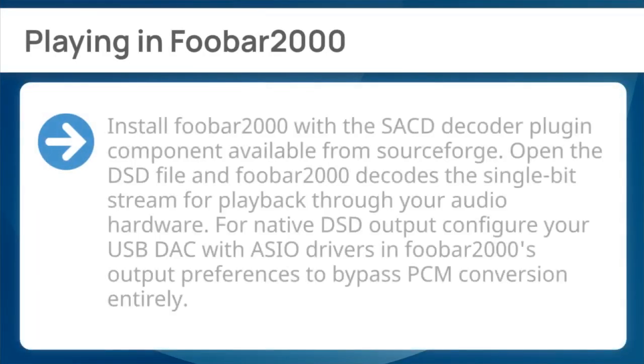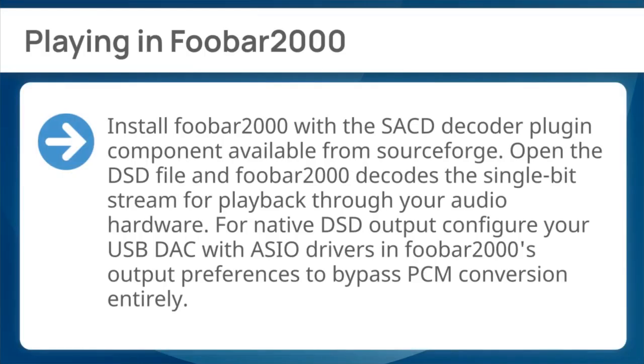First, playing in FUBAR 2000. Install FUBAR 2000 with the SACD decoder plugin component available from SourceForge. Open the DSD file and FUBAR 2000 decodes the single-bit stream for playback through your audio hardware. For native DSD output, configure your USB DAC with ASIO drivers in FUBAR 2000's output preferences to bypass PCM conversion entirely.